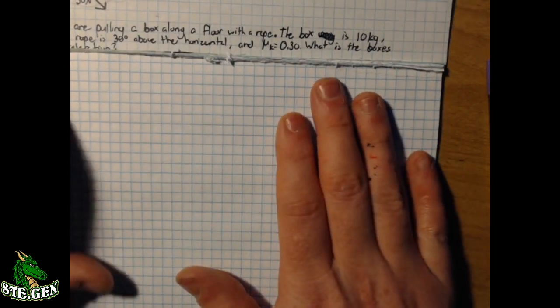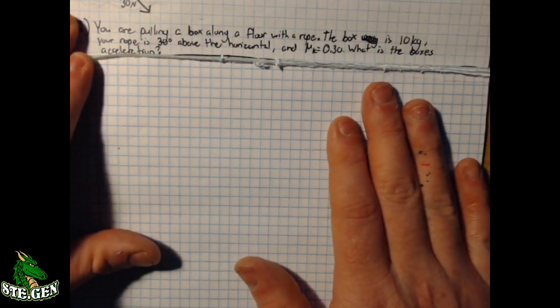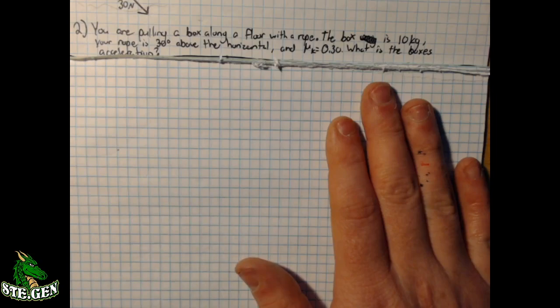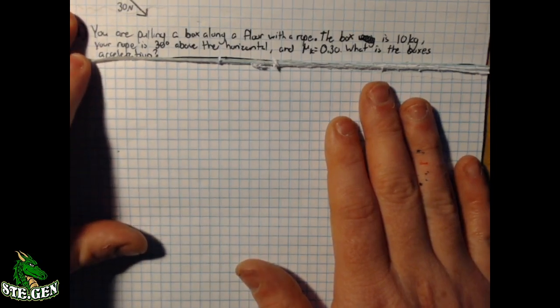All right. So we are pulling a box along a floor with a rope. The box is 10 kilograms. The rope is 30 degrees above the horizontal. And mu k... Wait.